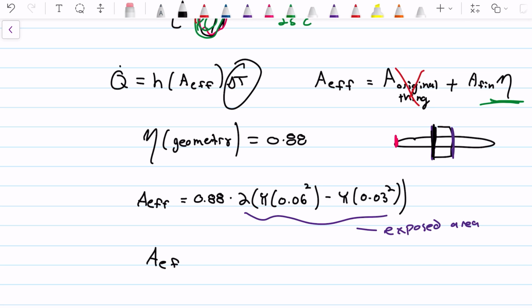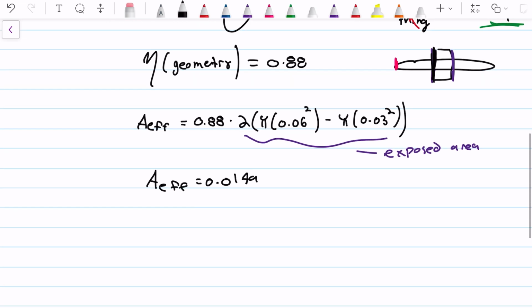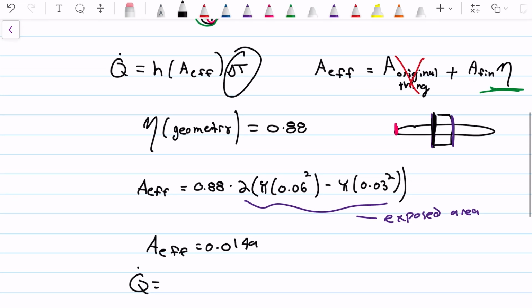Area effective is going to be equal to 0.0149. Let's plug this into Fourier's law, which we wrote above. h, they said, was 65, times 0.0149. Temperature difference is 75 degrees Celsius or Kelvin, so times 75 times 65. And I went wrong somewhere. What did I do wrong?